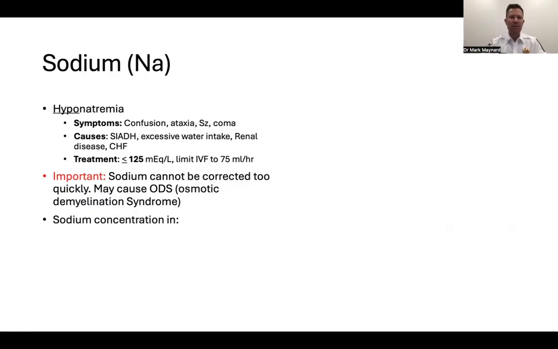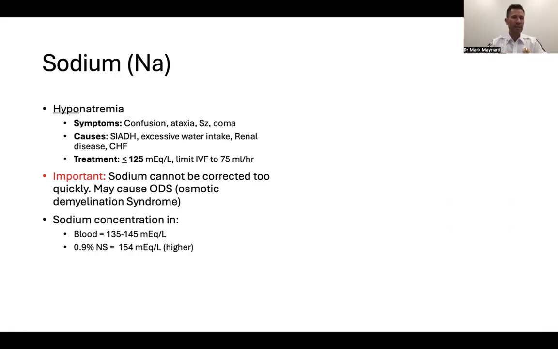All right, sodium concentration in the blood is 135 to 145. So we can see that above, we're going to treat if it gets below 125. If it's 130, we'll note it. It's outside of the range, but we're not going to treat yet. It's only when it goes below 125 that we're going to go ahead and give those fluids at 75 mLs per hour. And this is specifically normal saline we're talking about.